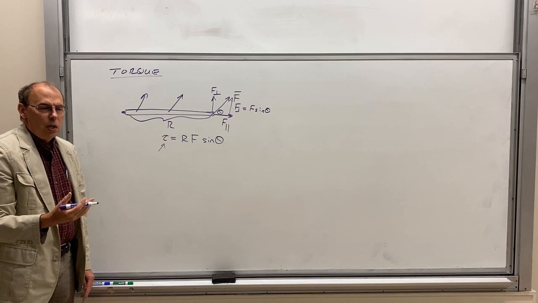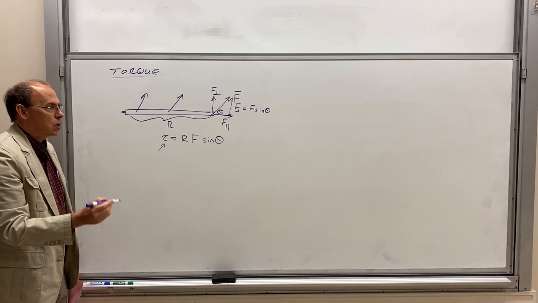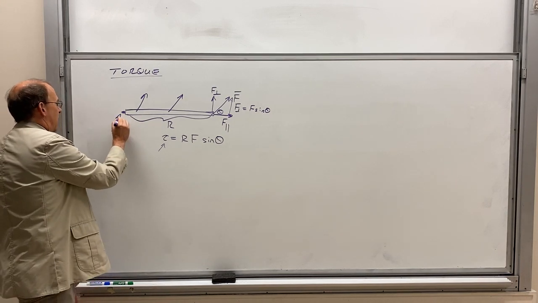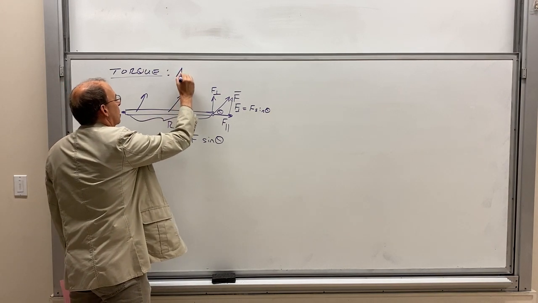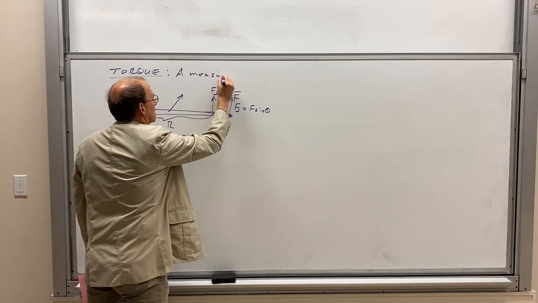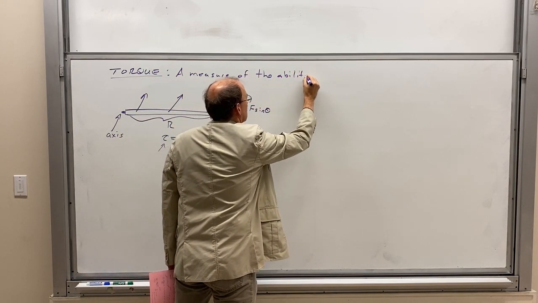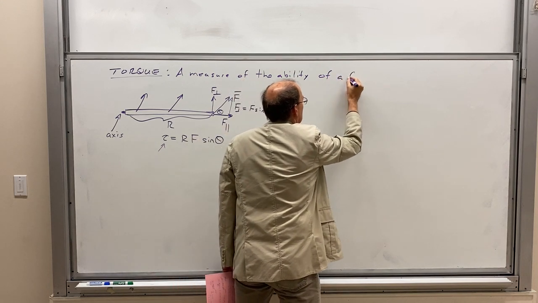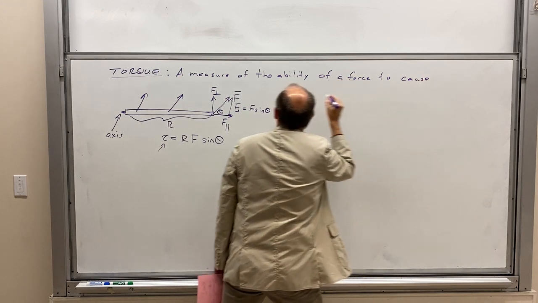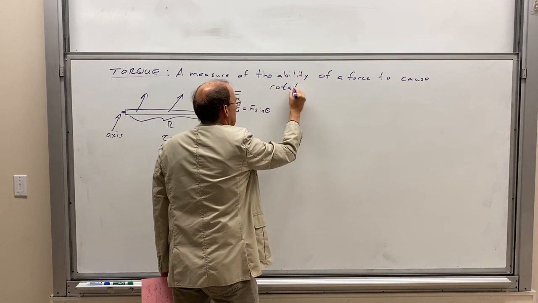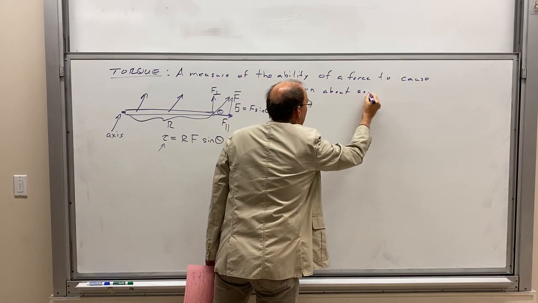So this concept torque is a measure of the ability of this force to cause rotation about some axis. Notice in this case the axis was these hinges. So by definition we're going to call this a measure of the ability of a force to cause rotation about some axis.